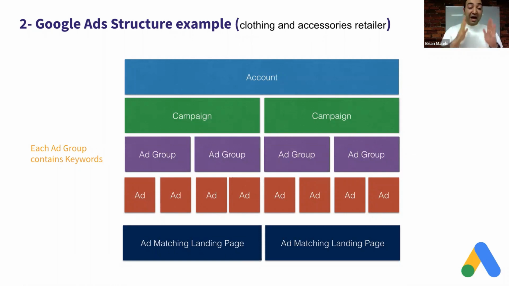And for each ad group, pay close attention. For each ad group, you must create an ad relevant to the keywords you put in that ad group. For example, if this ad group is about buying shoes and this ad group is about buying bikes, these two ads, or one ad, or three ads, must be relevant to those keywords you put in the ad group.